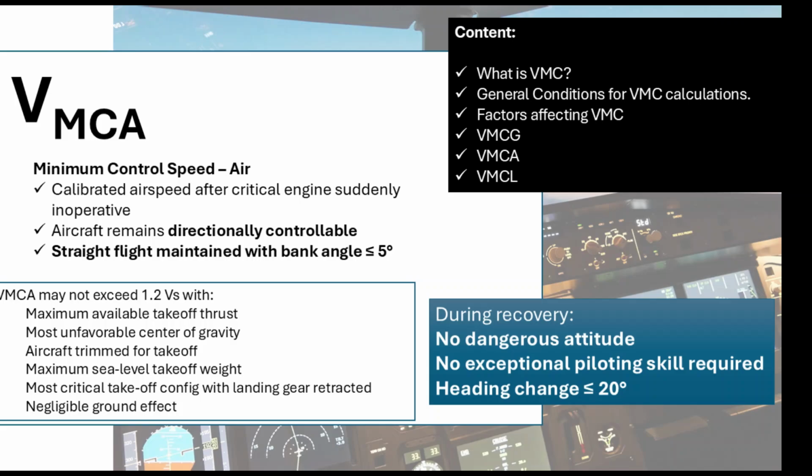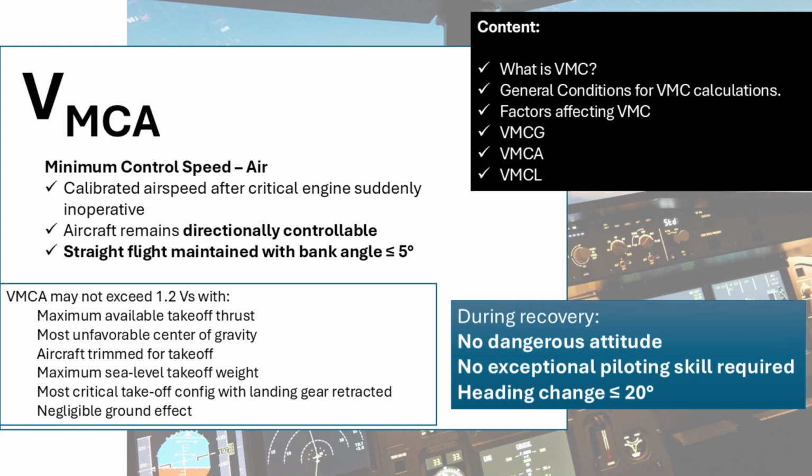VMCA is the calibrated airspeed at which, when the critical engine is suddenly made inoperative, it is possible to maintain control of the airplane with that engine still inoperative, and maintain straight flight with an angle of bank of not more than 5 degrees. VMCA may not exceed 1.2 VS, with maximum available takeoff power or thrust on the operating engines, the most unfavorable center of gravity, the airplane trimmed for takeoff, and the maximum sea level takeoff weight.